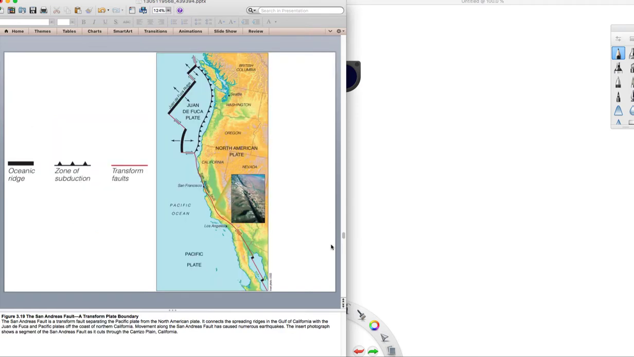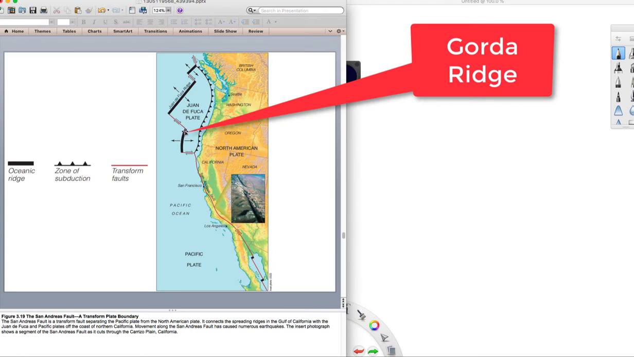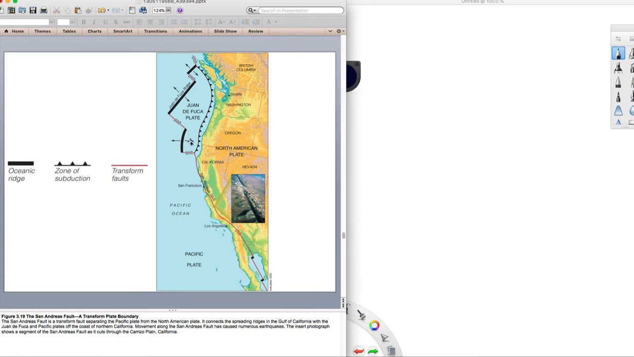So off of Oregon and Washington State, we have a mid-oceanic ridge called the Juan de Fuca Ridge. And then there's a transform fault here that offsets that ridge. And then off of California, we call this ridge the Gorda Ridge. So the Gorda Ridge, and this little tectonic plate here we call the Gorda Plate. It's just the southern part of the Juan de Fuca Plate. And then everything over here to the west is the Pacific Plate.